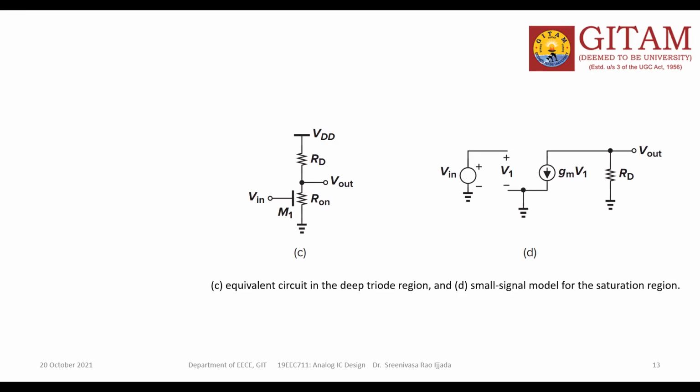From this small signal model, that means your CS amplifier equivalent when it is working in the triode region, because only one device, M1, is in the deep triode region, I can replace it like this.